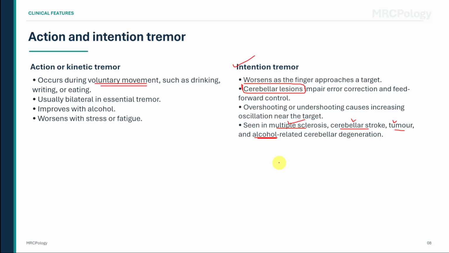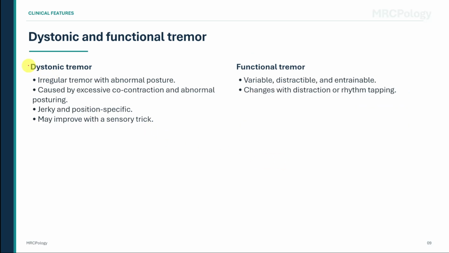hemisphere or its connections. A dystonic tremor is usually irregular and jerky. It occurs in a body part affected by abnormal posture or sustained muscle contraction. Dysfunction within basal ganglia cortical motor networks causes excessive co-contraction and abnormal positioning. The tremor may be position-specific and may reduce when the patient lightly touches a particular area. This improvement with light touch is called a sensory trick.